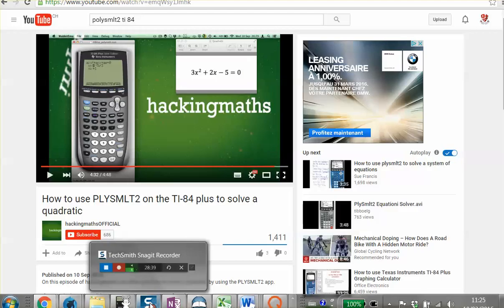Right, okay, so it won't be on the video. But it's minus B plus or minus the square root of B squared minus 4AC, all over 2A. That will give you your x solutions.